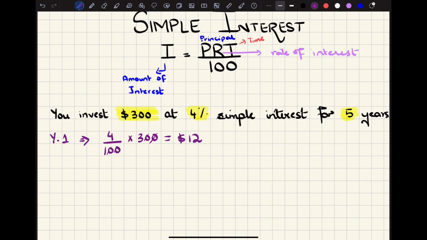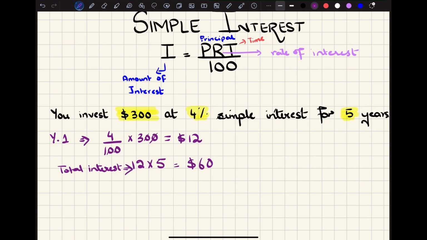But you're going to get simple interest for 5 years. It means for 5 years, you're going to get $12 each year. Okay, $12 each year for 5 years. So what is the total amount of interest that you're going to earn? It's going to be $60. Okay, so the total interest that you're going to earn in 5 years is $60.